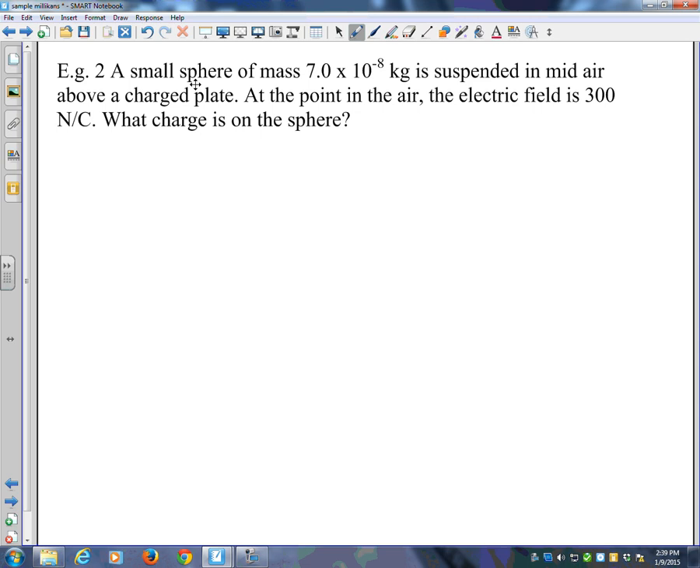Let's have a look at example number 2. A small sphere of mass 7.0 times 10 to the minus 8 kilograms is suspended in midair above a charged plate. At that point in the air, the electric field is 300 newtons per coulomb. What charge is on the sphere? This is actually what Millikan did. He was finding out the charge, Q.